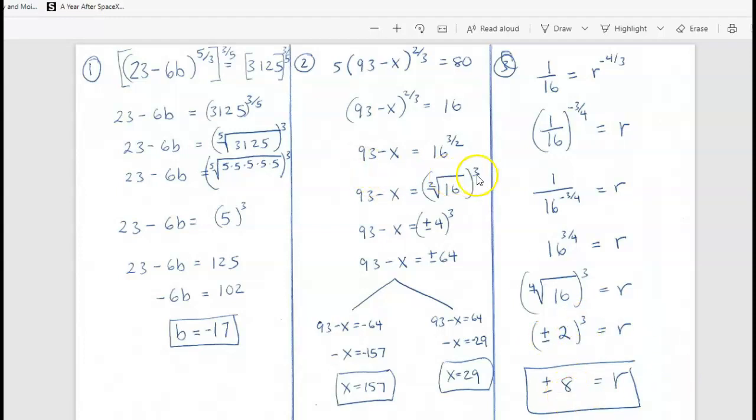So there you guys go. That is solving equations with rational exponents.